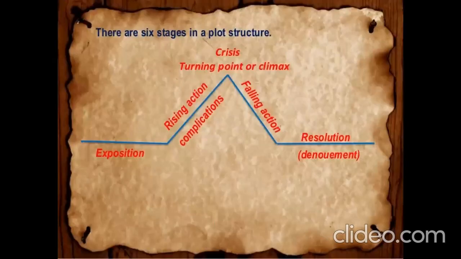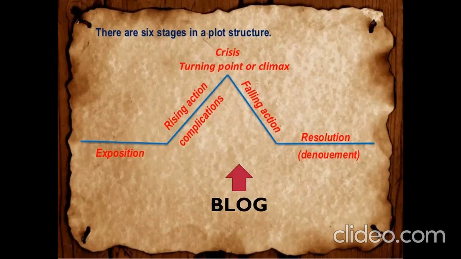Literary elements. This is very important from our point of view. There are 6 stages in a plot structure. If at any time plot will be asked, then at the time of writing or explaining plot, you have to keep these 6 points in your mind. We also call it a plot diagram. The first point is exposition.